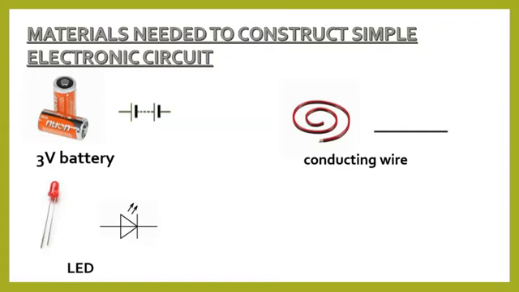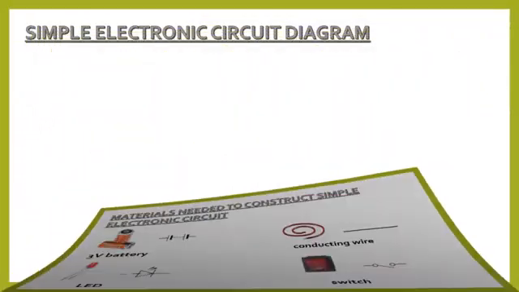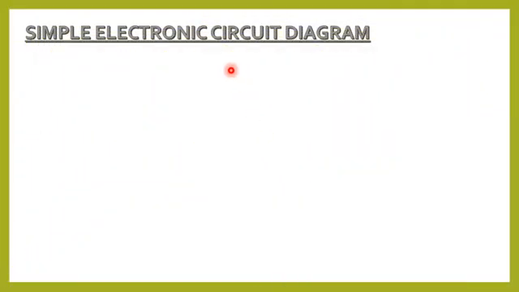Then finally we need a switch. Now this is one of the symbols of a switch. I hope you've seen this before. Okay, so there is a switch as in reality, and then the circuit symbol is this. Good. Now let's move on to the diagram itself.